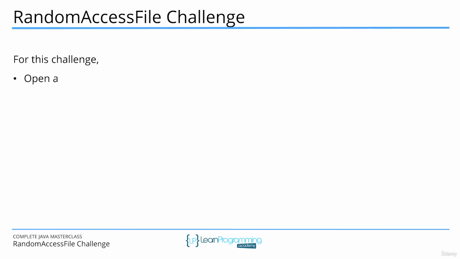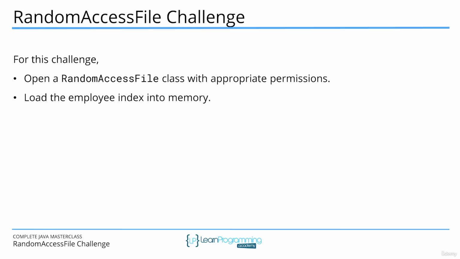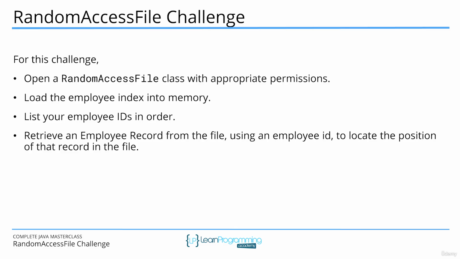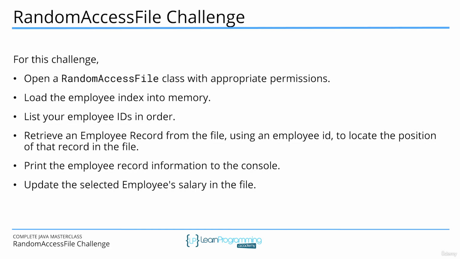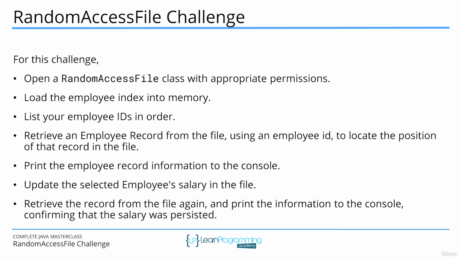For this challenge, open a random access file class with appropriate permissions, load the employee index into memory, list your employee IDs in order, and retrieve an employee record from the file using an employee ID to locate the position of that record in the file. Print the employee record information to the console. Next, update the selected employee's salary in the file. And finally, retrieve the record from the file again and print the information to the console, confirming that the salary was persisted.